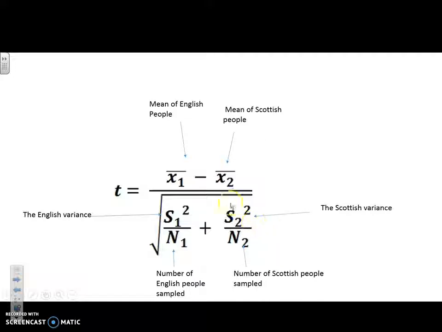So let's have a look at what we've got here. This is the statistic we calculate here, T, and all we do is we work out the difference between the two means, so the mean of the English people and the Scottish people, and then we divide that by something. Well, it's the square root of the variance over the sample size of English people, added to the variance divided by the sample size of Scottish people. Okay, what's the variance? Well, we'll get to that in a second.